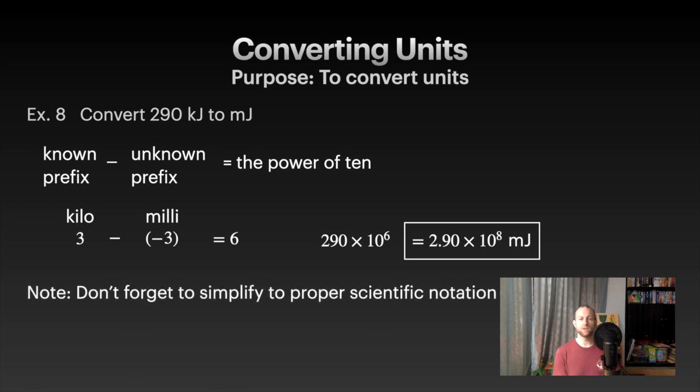So 2 things, don't forget to simplify. So if you put 290 times 10 to the 6, this is not correct. I wanted proper scientific notation. And the other thing is don't forget the units. If you don't put units, you're going to lose half a mark on every single question.